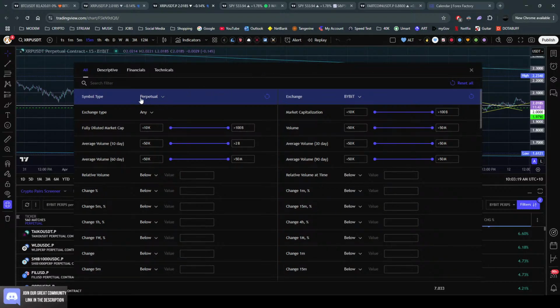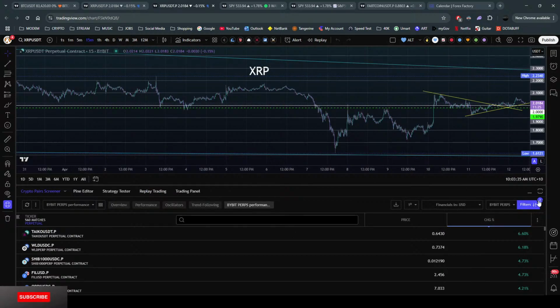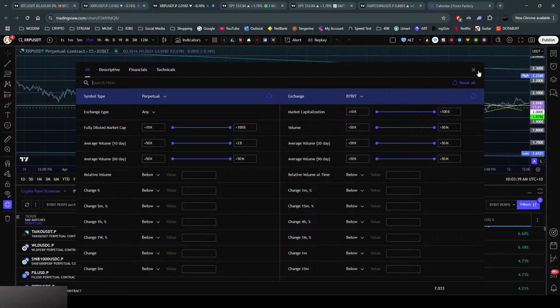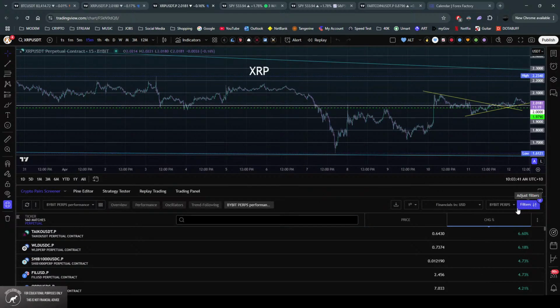And then I'm interested in the perpetual contracts, so the USDT perpetuals. You can do it by spot or futures or whatever, but I'm going perpetual Bybit. I've only got two parameters: Bybit, perpetuals. That's my filters. So I've got two there.